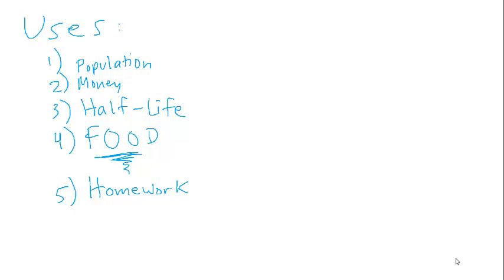Number four, the most important to me, food. You can see how the food supply increases or decreases based on like the rate of consumption, for example. And lastly, the most obvious, you can just use it in your homework and to do some practice problems.